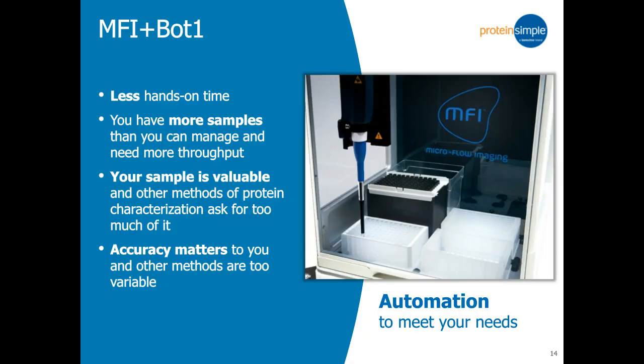The Bot1 liquid handling system also serves to augment these capabilities by taking away the hands-on aspect of the work, which helps to free up users to do something more meaningful rather than run the system. And also it allows the system to accommodate a lot more samples and a higher level of throughput. This also helps to minimize the amount of sample needed for the work and make sure that the method is highly reproducible.